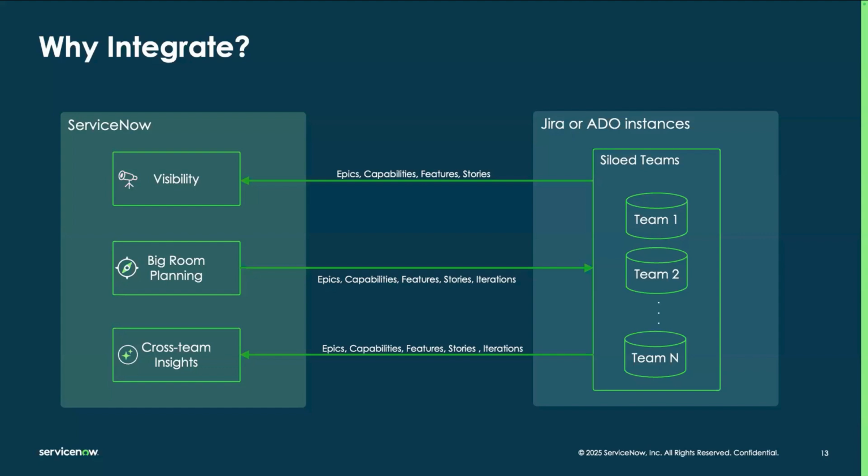And you don't need to go into n number of Jira instances or ADO instances to really understand the status of the work, right? And the second core use case is a lot of organizations, especially organizations that follow scaled agile or cross team planning processes. They want to do big room planning within ServiceNow. And these teams may be working across different Jira instances or different ADO instances, but you can have a single unified view within Enterprise Agile Planning and plan the dependencies across these teams in a single place in EAP.